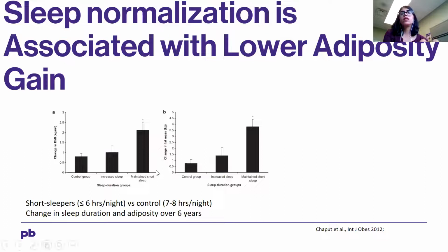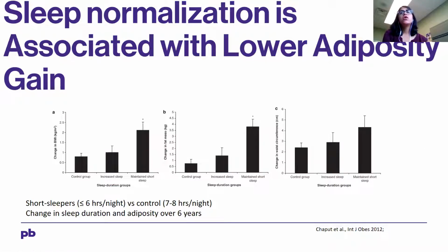This same thing was seen when they looked at the fat mass, but they did not see that much difference when they looked at the waist circumference. This suggested that when the short sleepers increased their sleep, they gained more fat in the lower body fat depots, which is kind of protective to cardiovascular risk, right?